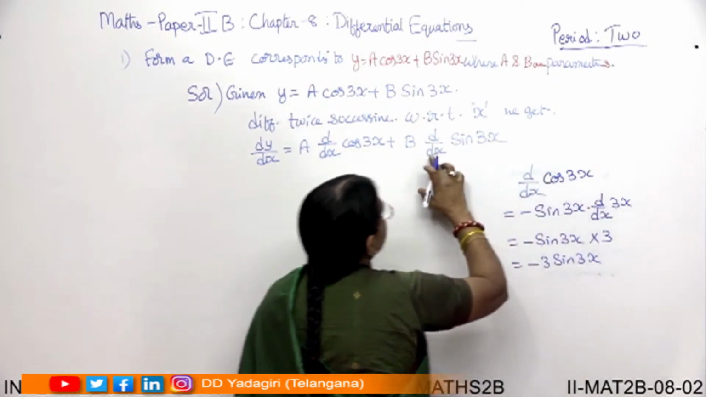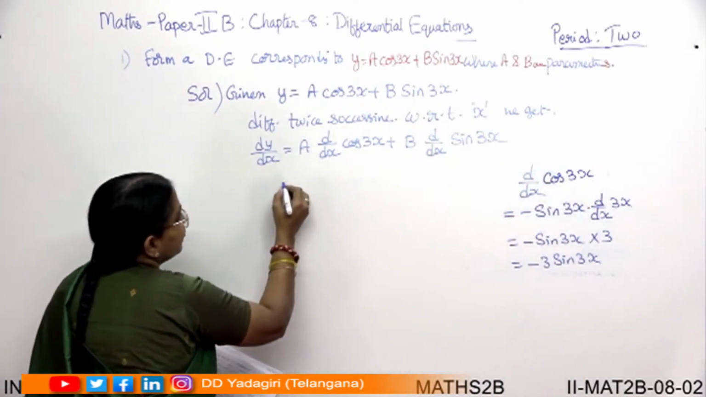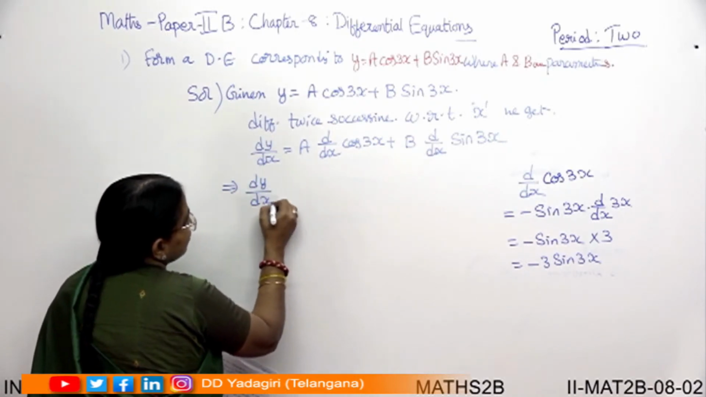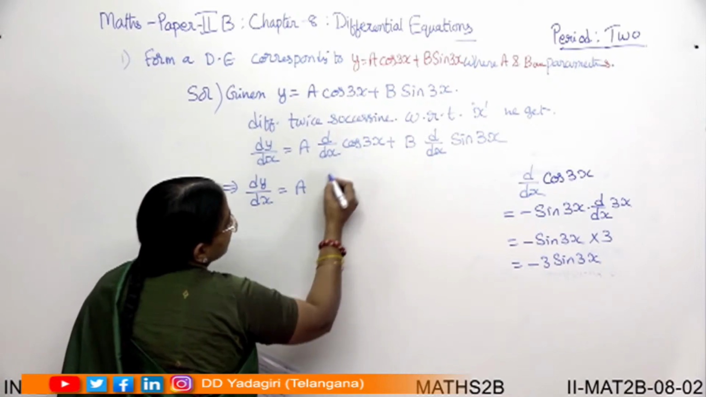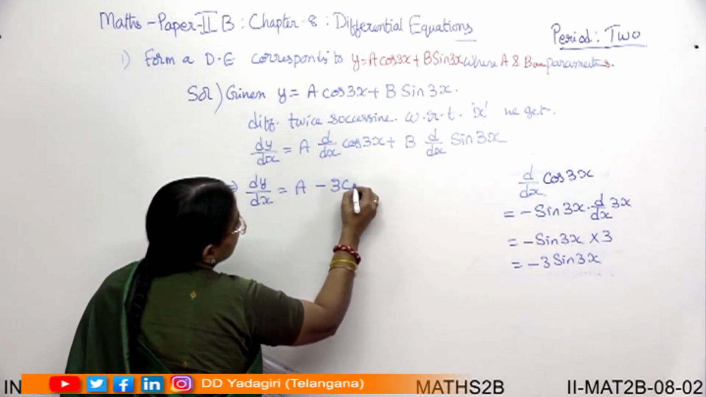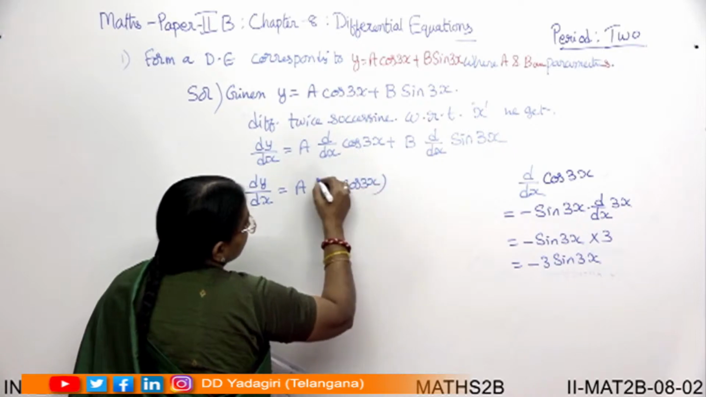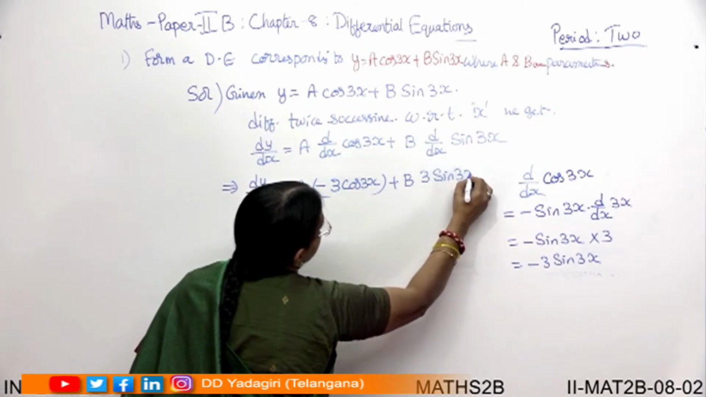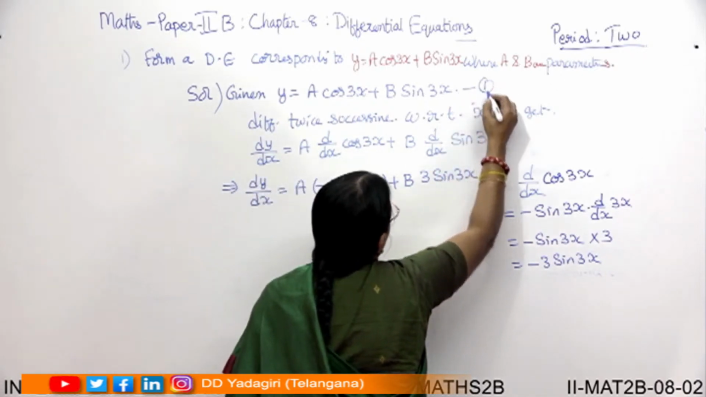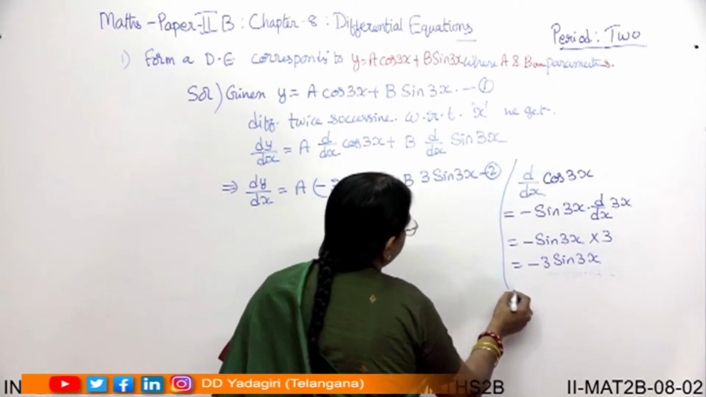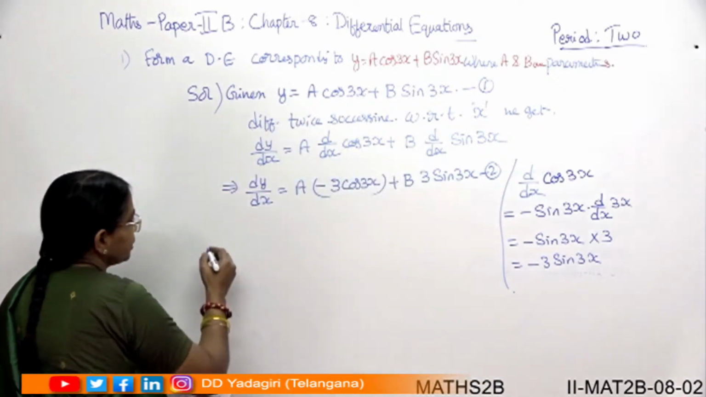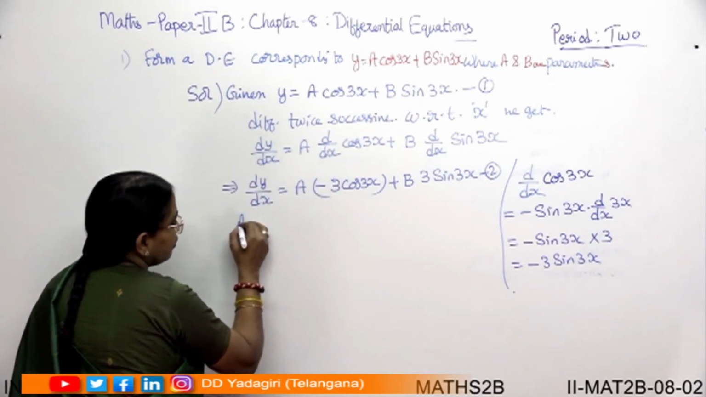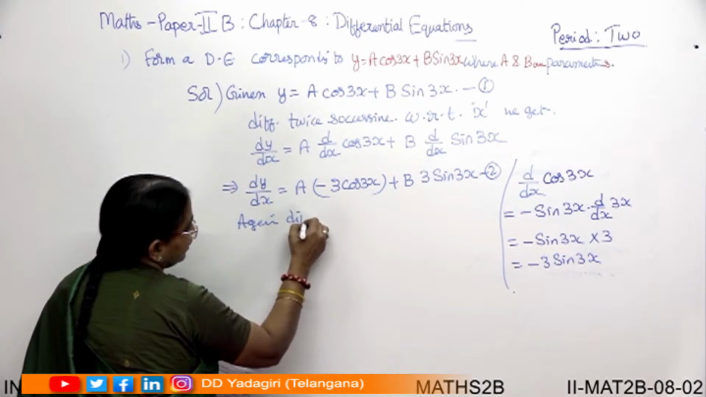In the same way you write the derivative of sin 3x also. So this implies dy by dx is equal to A into minus 3 sin 3x plus B into 3 cos 3x. So this is equation 1 and this is equation 2. Now again differentiating successively, we'll write again differentiating.